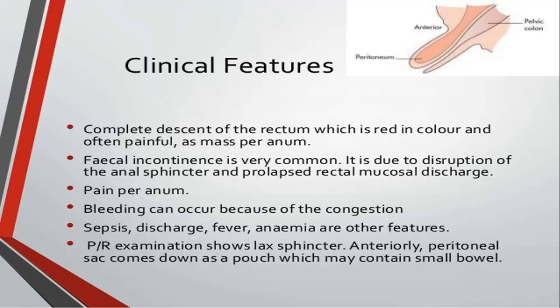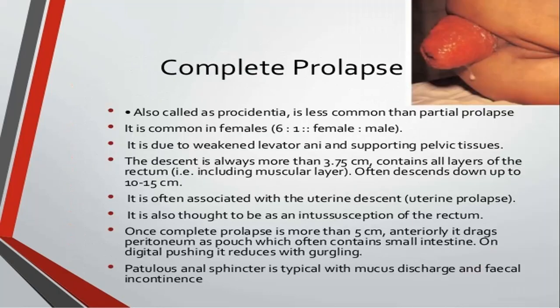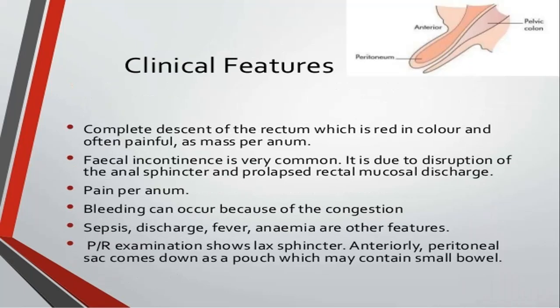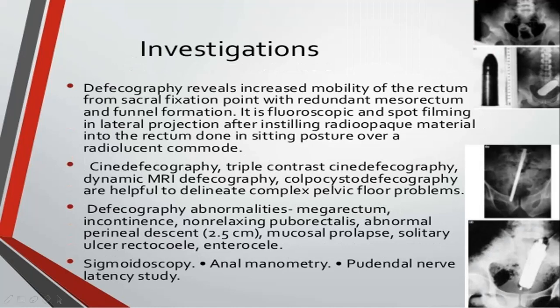What investigations can you go for? This is for the complete and partial prolapse. Defecography reveals mobility of the rectum. You can see in this area the anterior part and this is the posterior part. You can see the peritoneum comes as a pouch and this peritoneum contains small bowel. When you push this peritoneum inside the anal verge area, you can feel gurgling sounds because of the small bowel in this peritoneal pouch.